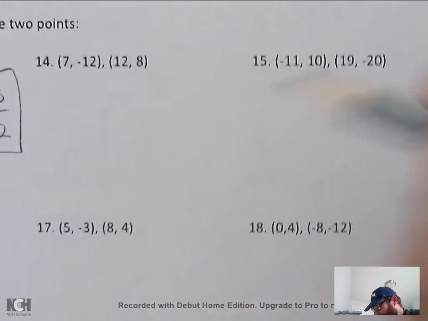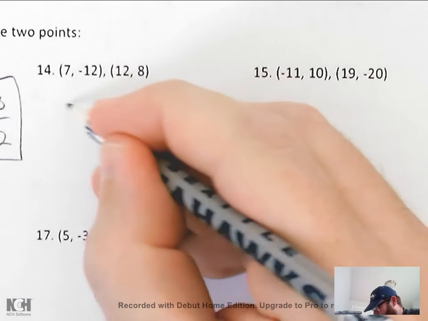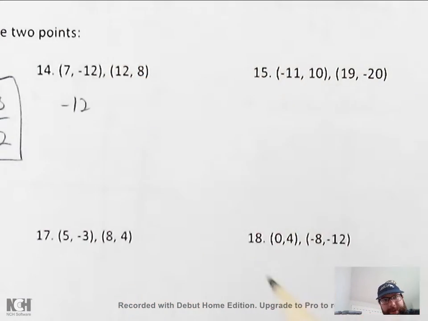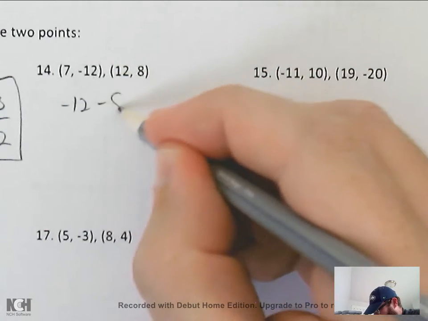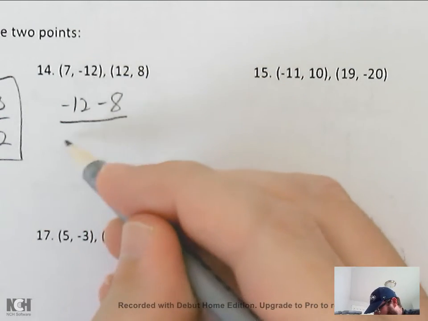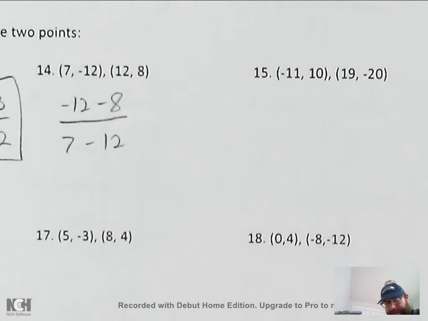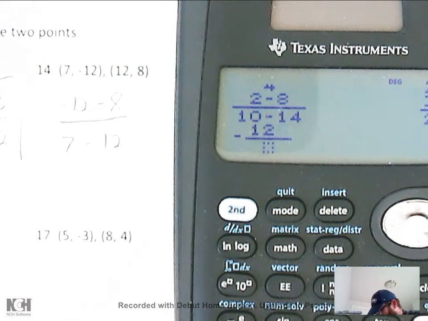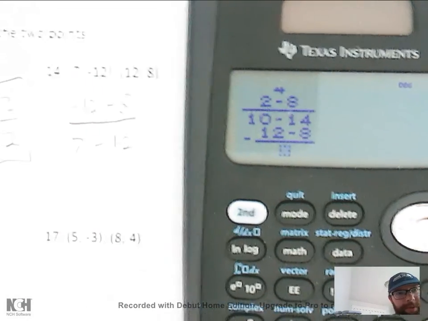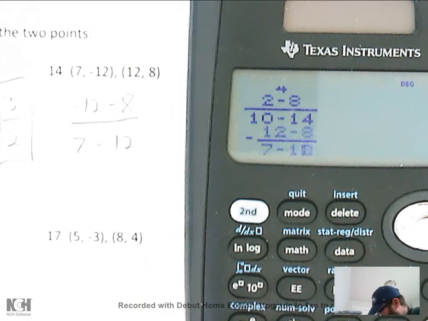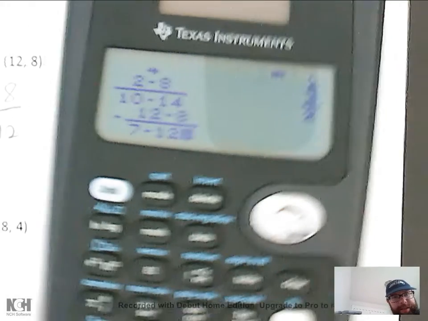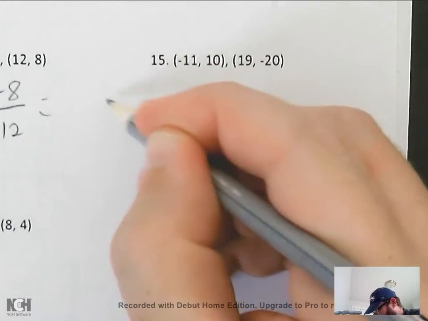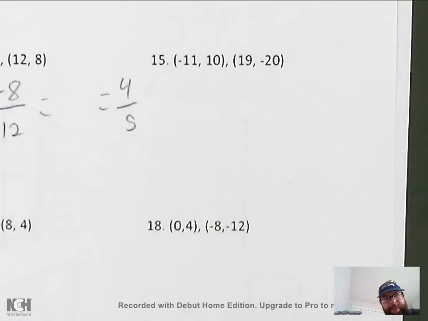Okay? Let's try it again. So negative 12 would be like the first y value, right? And I'm going to subtract the second y value, minus 8. And then the first x value is 7 minus 12. Again, just to show you, if I do negative 12, and do my little fraction there, minus 8, and then 7 minus 12 on the bottom, it's just going to give me the answer. 4 over 5 is what it's going to be. Okay, and I'm going to just, again, verify it and show you that's what it becomes.